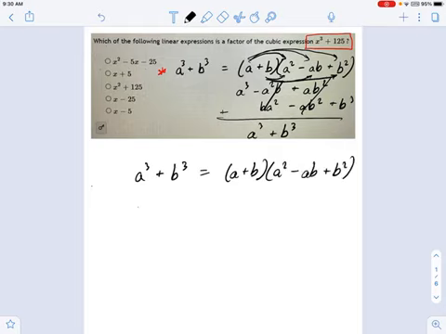Another one very similar to this is a cubed minus b cubed. That's called the difference of cubes. And in this case, it's a minus b times a squared plus ab plus b squared. Okay, see, there's some differences and similarities between these two.